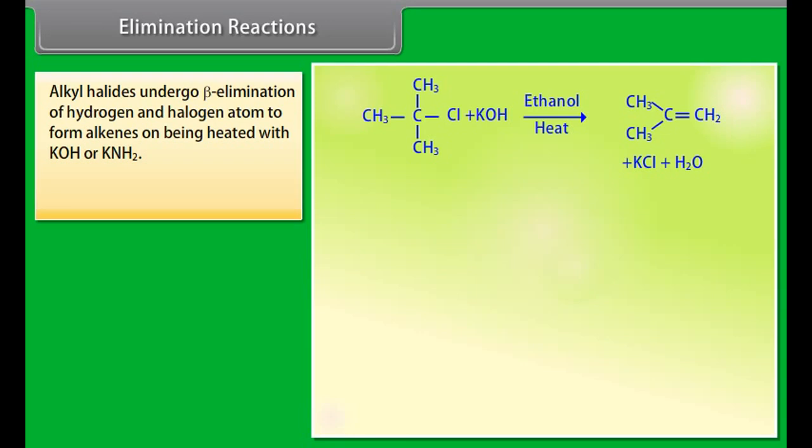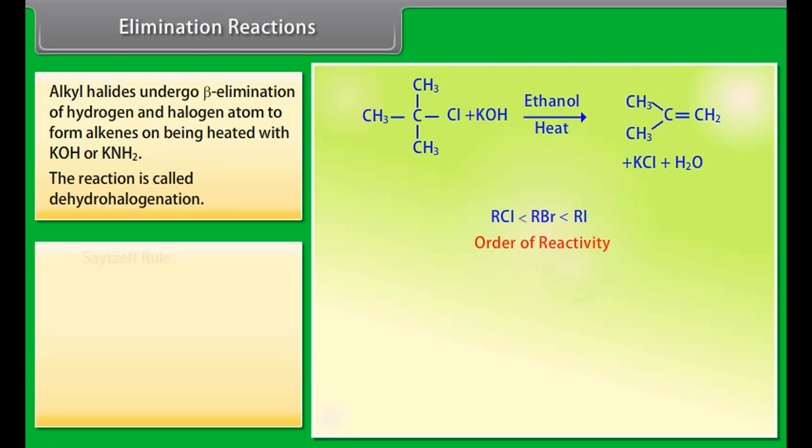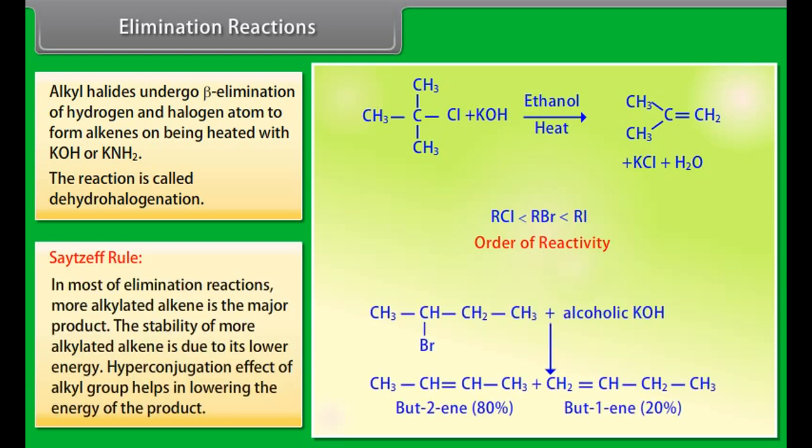Elimination reactions. Alkyl halides undergo beta elimination of hydrogen and halogen atom to form alkenes on being heated with KOH or KNH2. The reaction is called dehydrohalogenation. Saytzeff rule. In most elimination reactions, the more alkylated alkene is the major product. The stability of the more alkylated alkene is due to its lower energy. Hyperconjugation effect of the alkyl group helps in lowering the energy of the product.